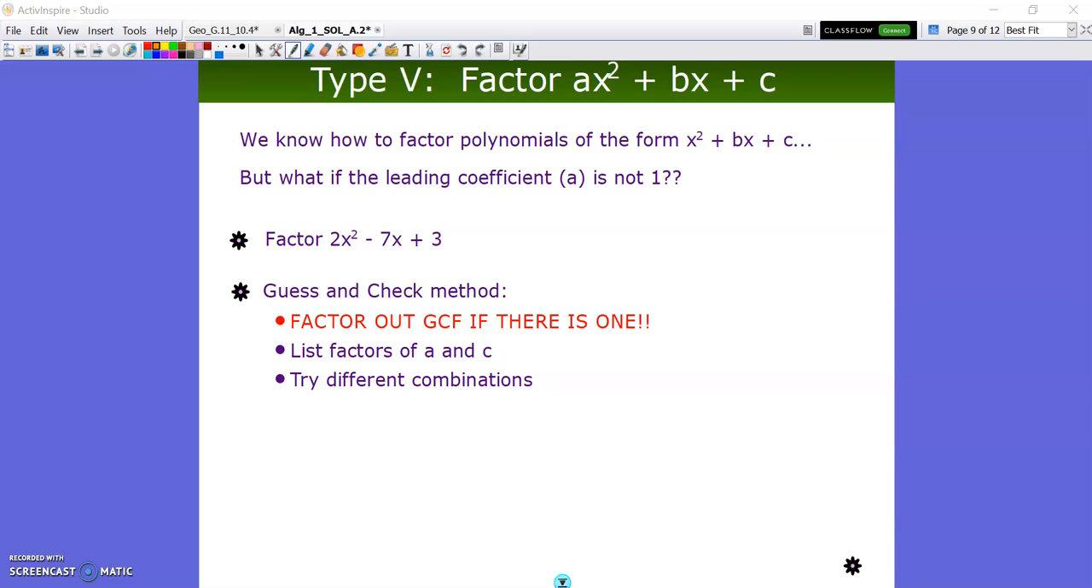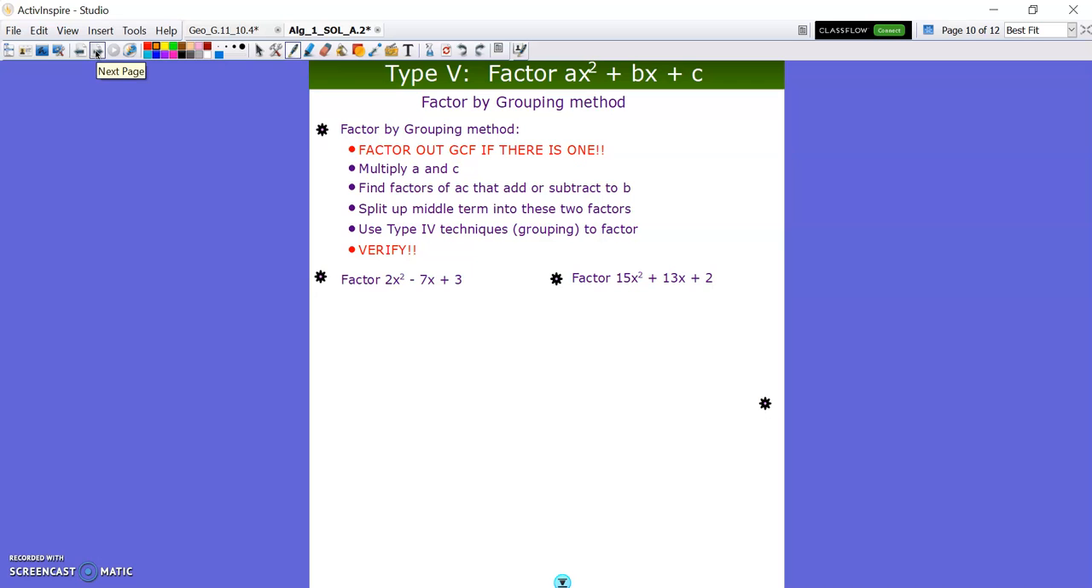Back in the day, I learned the guess and check method, which means that we just go ahead and list all the factors of a and c, and then we try to make some different combinations that will work. Of course, we always try and factor out a GCF first. It can be very tricky to do that, so I'm going to give you a strategy that will help. Let's take a look at this a little bit bigger.